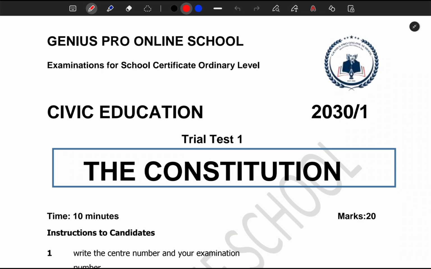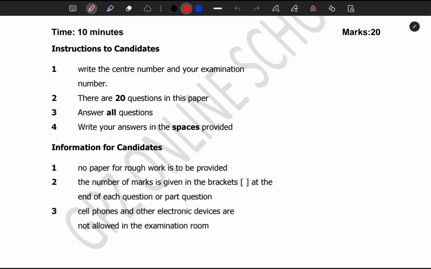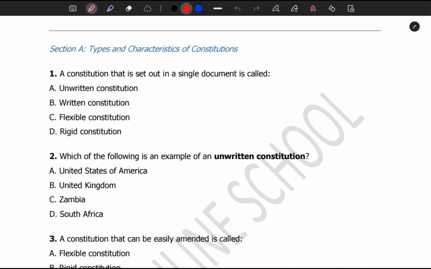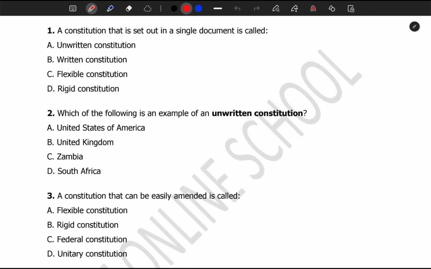We have a trial test 1 in Civic Education 2030 under the Constitution. So let's see how many questions we can answer from this paper. All right, so they are all multiple choice, by the way.